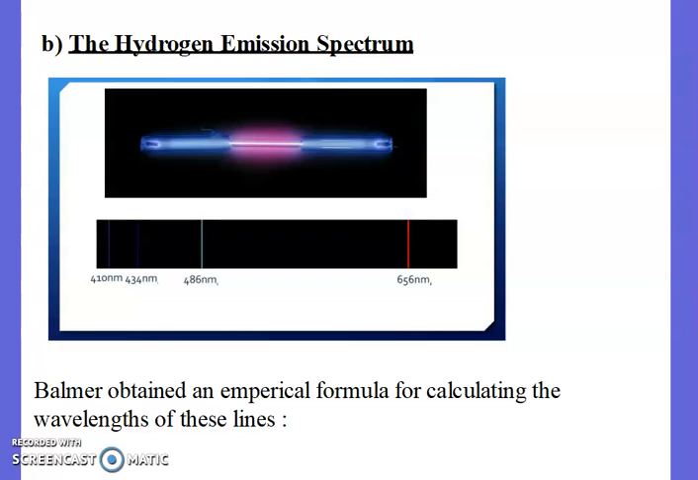Now let's find the emission spectrum of the hydrogen atom. In reality, here is a hydrogen lamp, a glowing hydrogen lamp. And here in this figure represents the visible spectrum of the hydrogen atom. Let me use the magnifier.